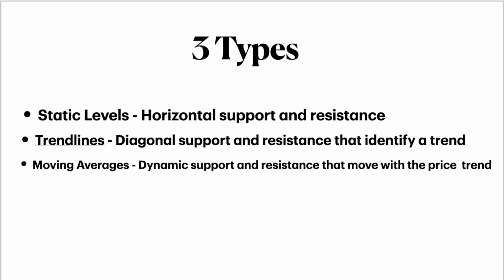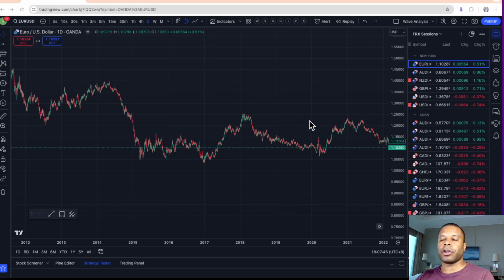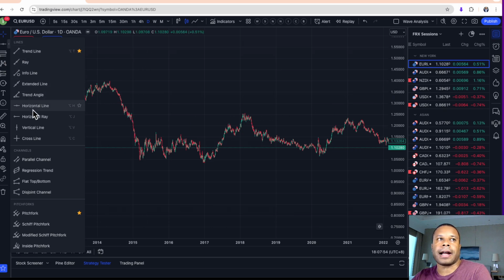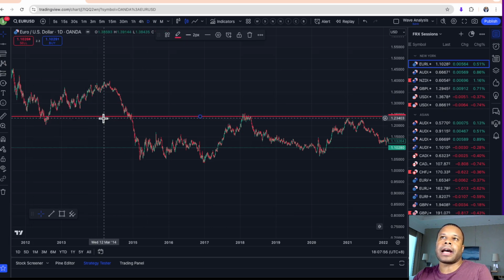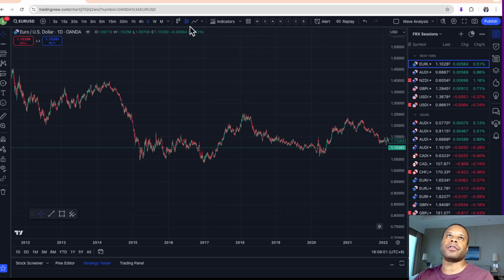Static levels, horizontal support, and resistance. Now, I want to show you one trick that I use. I know some of you probably asked the question, well, okay, Jordan, where do I draw my lines? How do I know where to draw my lines? Okay. One thing I use is this.